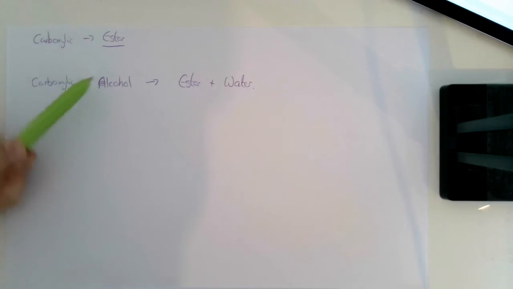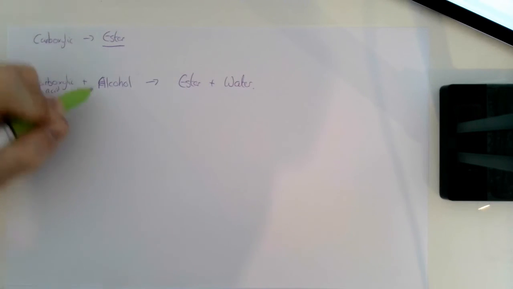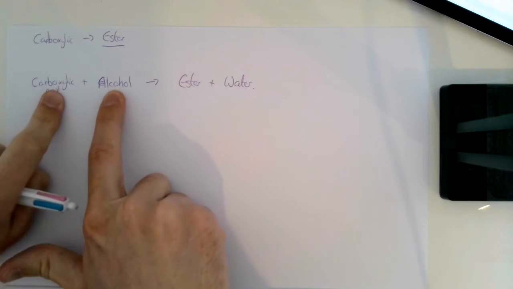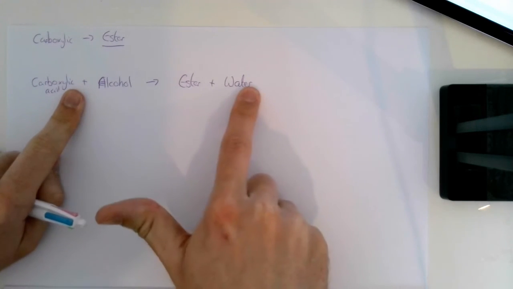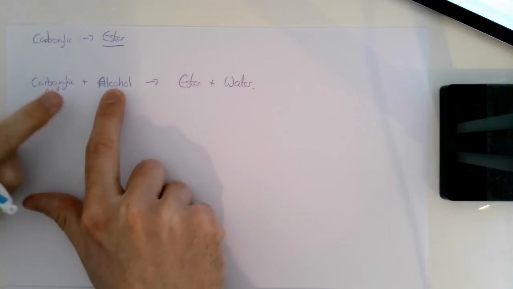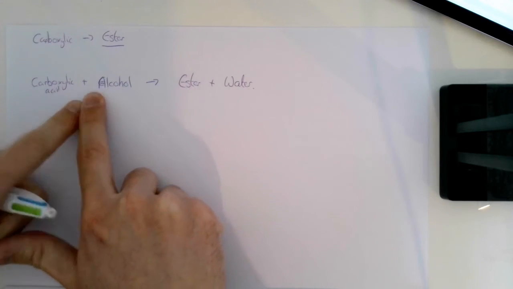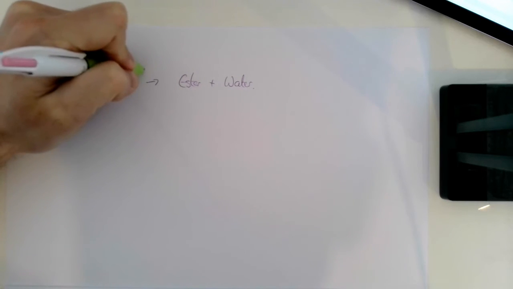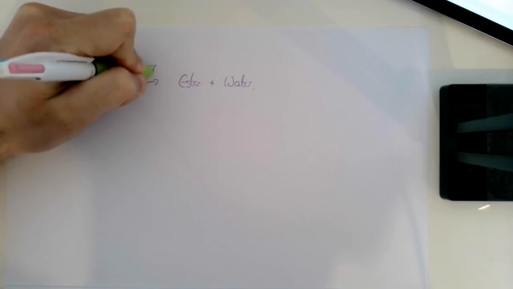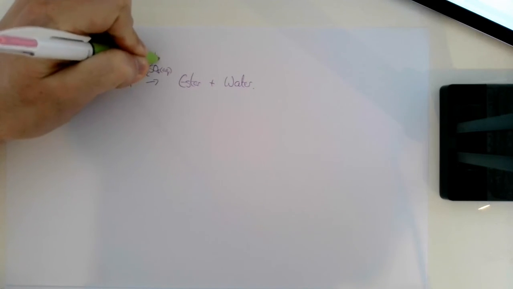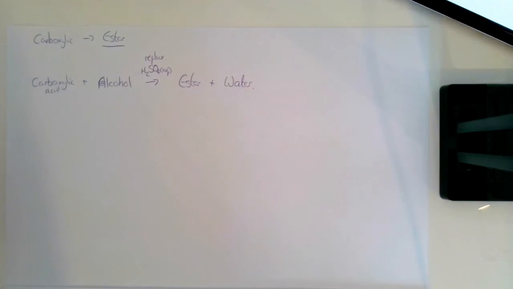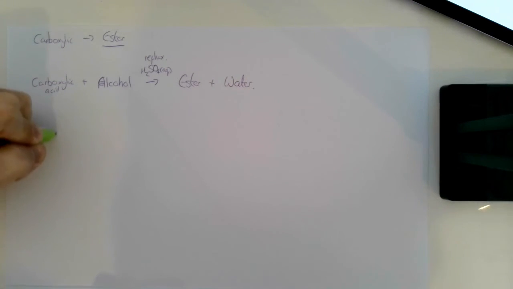So in terms of what's happening between the carboxylic acid and the alcohol, water is being removed from them and they're being put together to make the ester and water. And hopefully you'll know the reagent that you use to remove water from things is sulfuric acid. So you would use aqueous sulfuric acid, and you would reflux with it. So let's pick an example and hopefully you'll see it a bit more clearly.